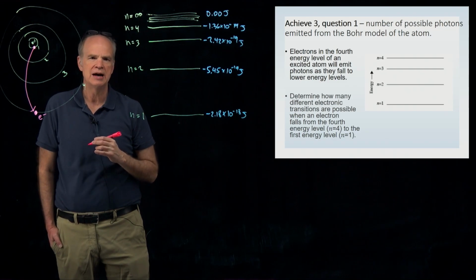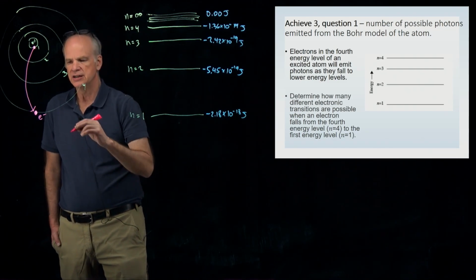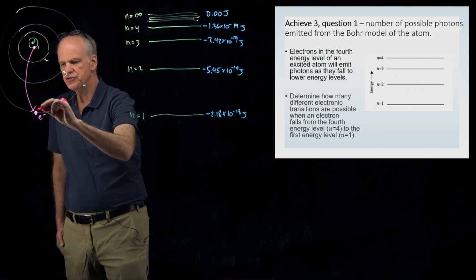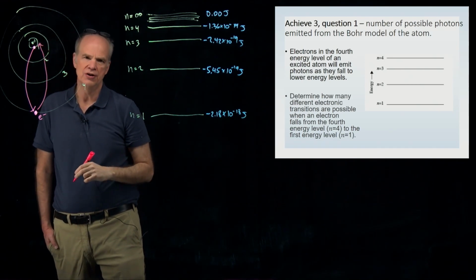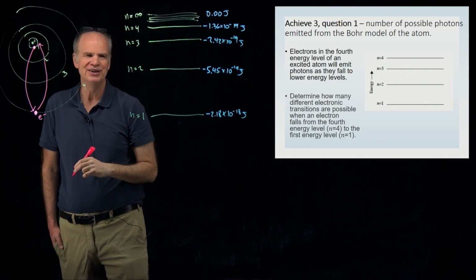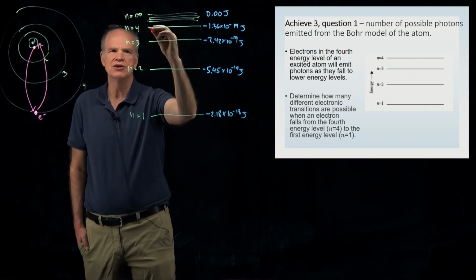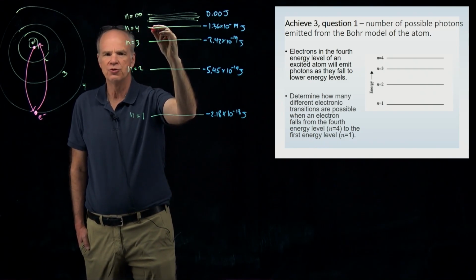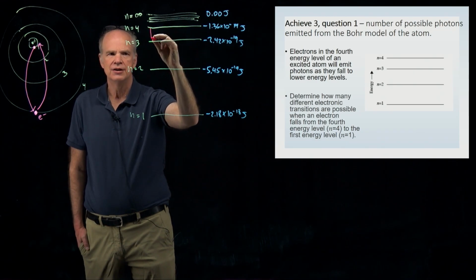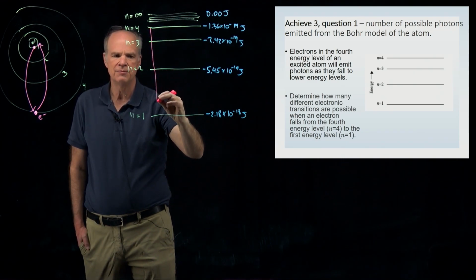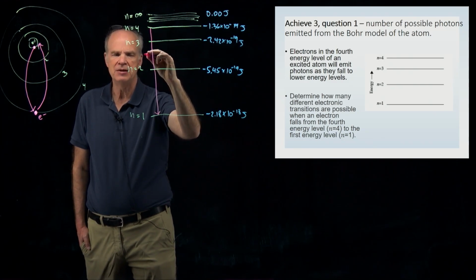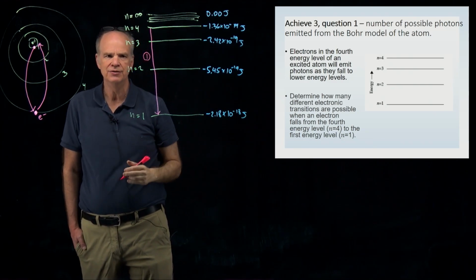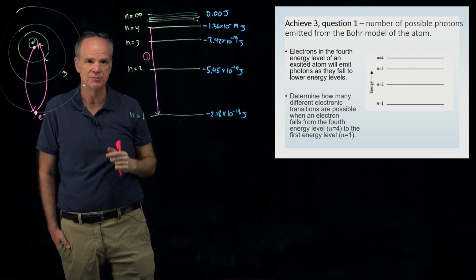So let me describe one obvious transition it can make. It can just go from 4 all the way to 1. Basically, you have an electron here in the fourth energy level and it falls all the way back to the first energy level. So this is a particular transition. This is one of several transitions this electron can make.